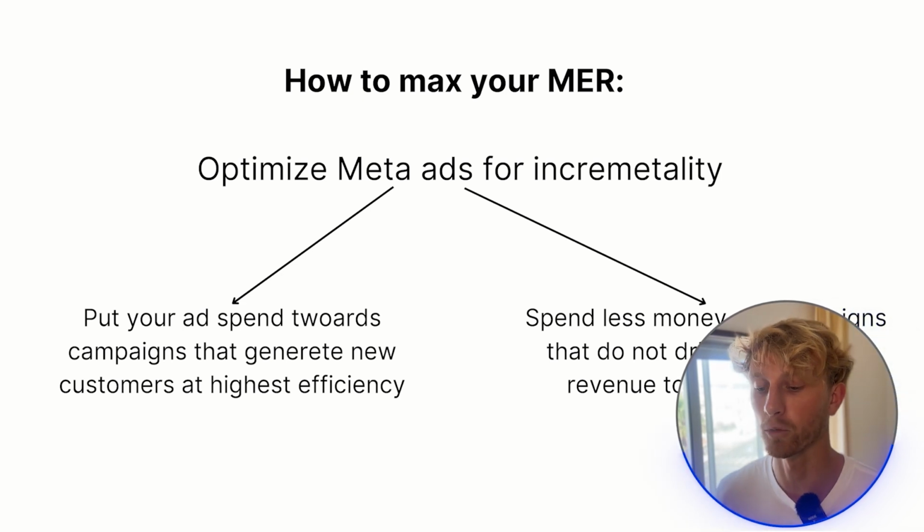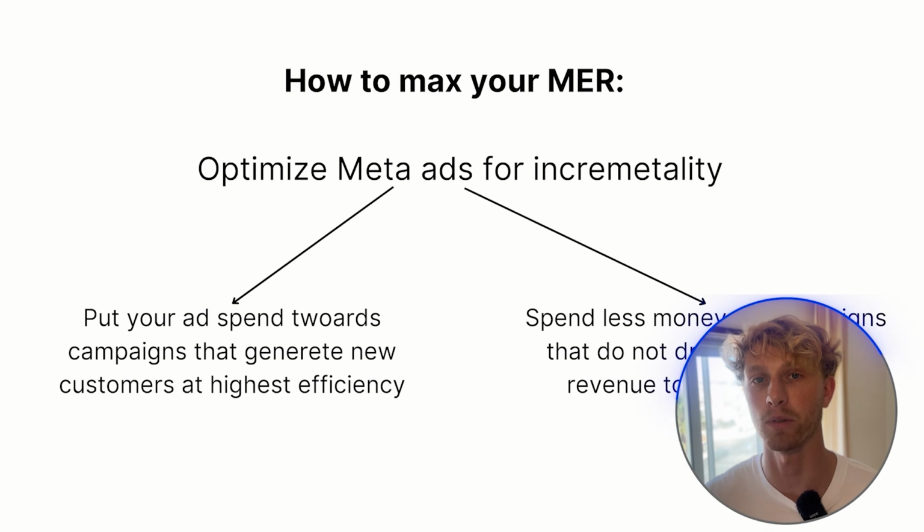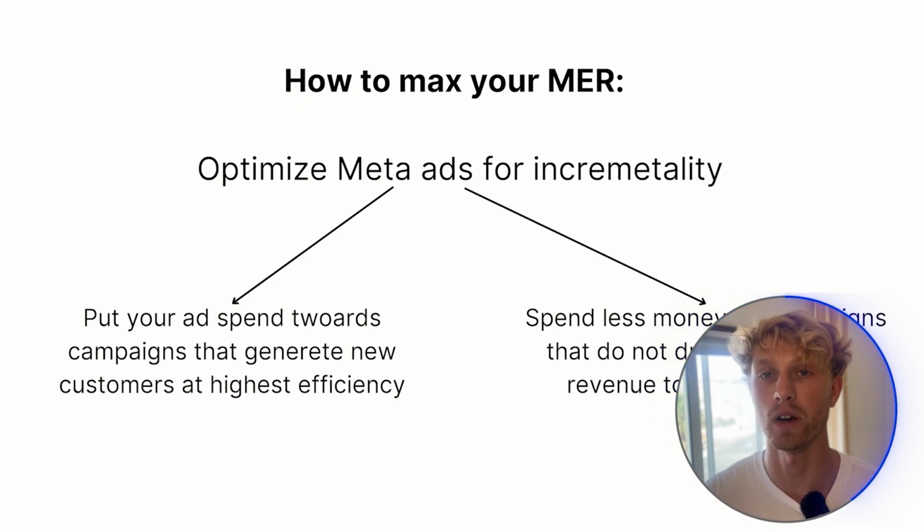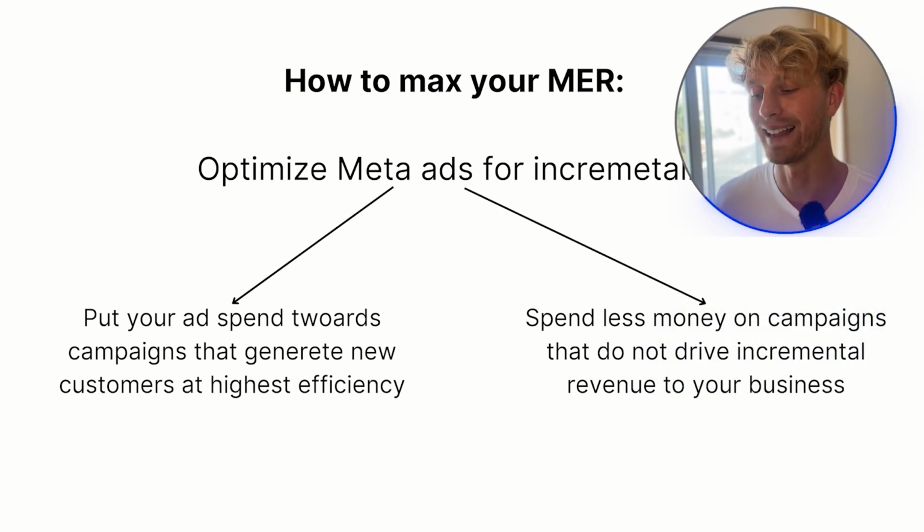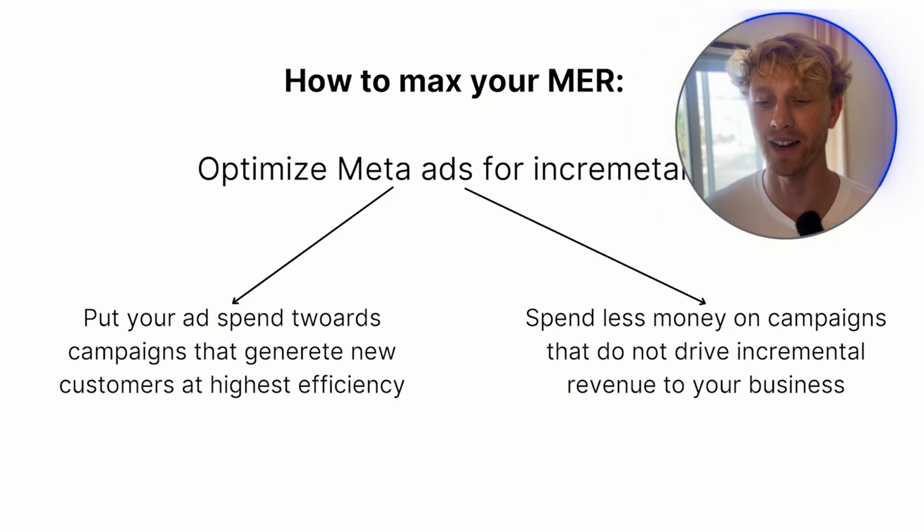And this is practically how we will do that within the Ads Manager. You want to allocate more spend towards the campaigns that actually generate new customers at the highest possible efficiency, so the highest ROAS or the lowest CPA. And we want to spend less money on the campaigns that do not drive incremental revenue to your business. So the campaigns that are in your ad account and just scooping up conversions that would happen regardless if the people within that audience saw your ad, those campaigns we want to spend less money on, because it's essentially just wasting money if these people would convert without seeing the ad.